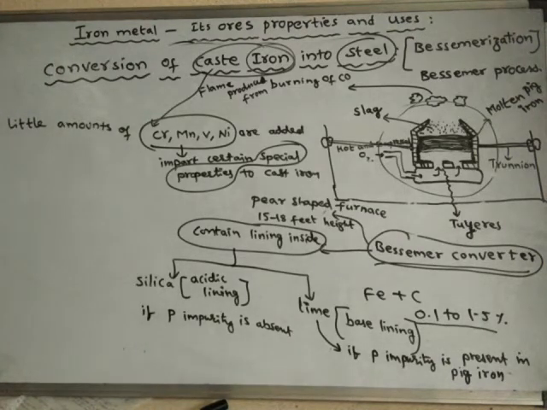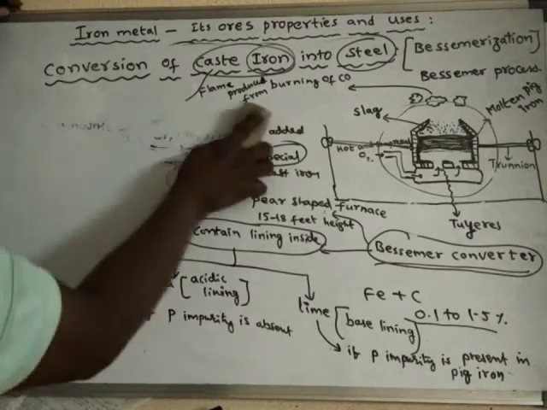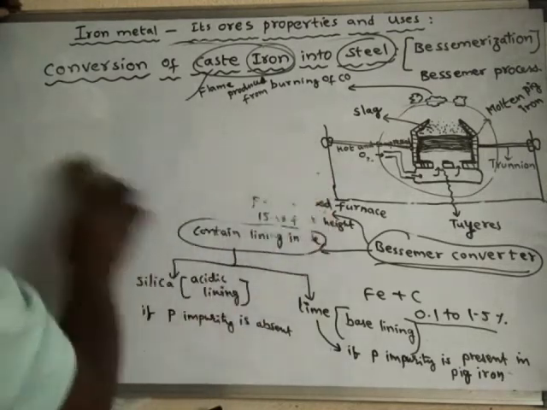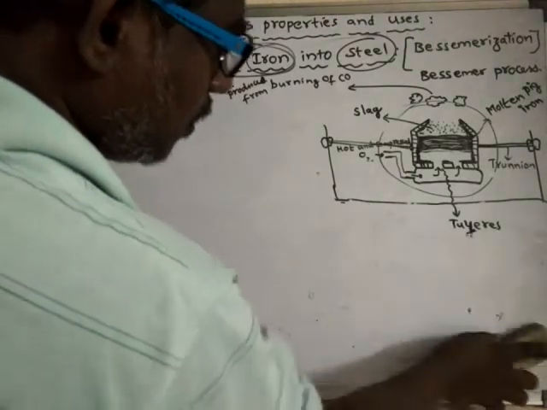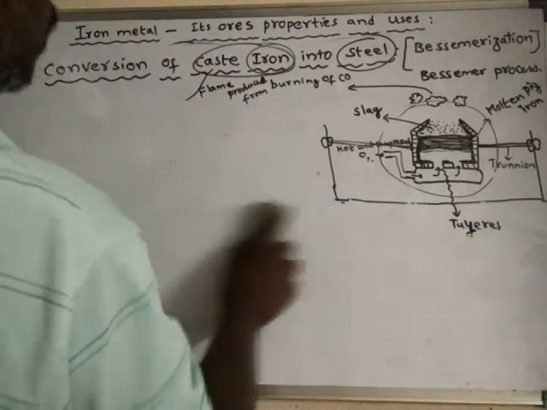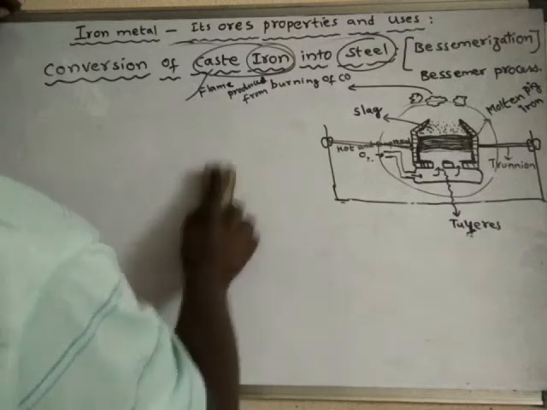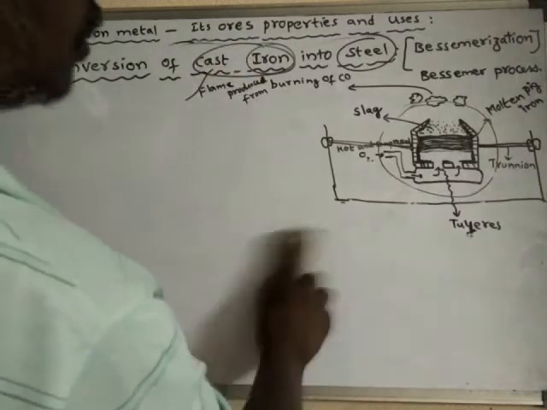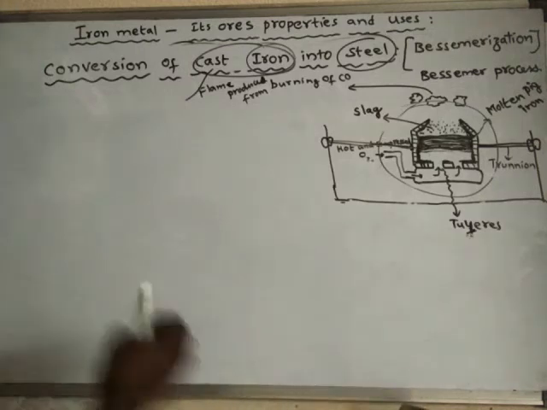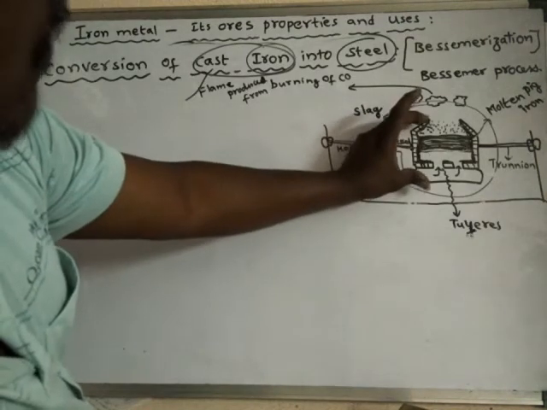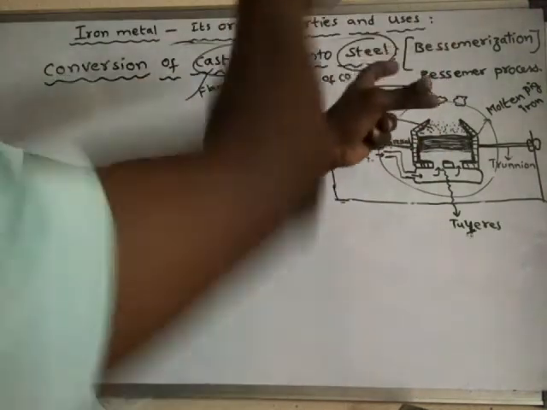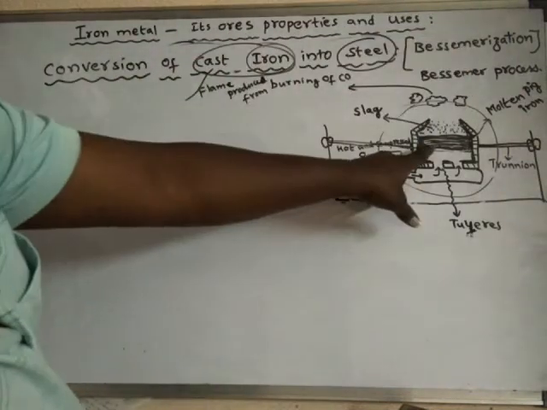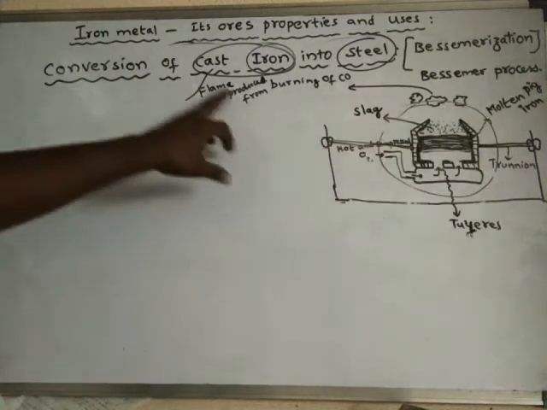So we learn about the process of Bessemerization. In the process of Bessemerization, first of all, we have to pour the pig iron, or else molten cast iron. First the Bessemer converter is tilted horizontally, and into this we have to pour molten pig iron, or else molten cast iron.